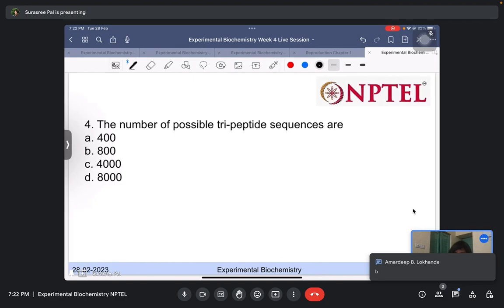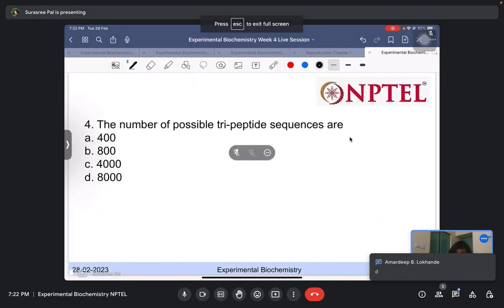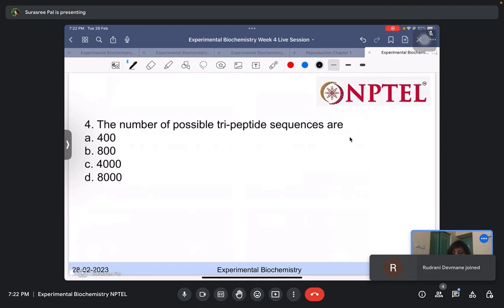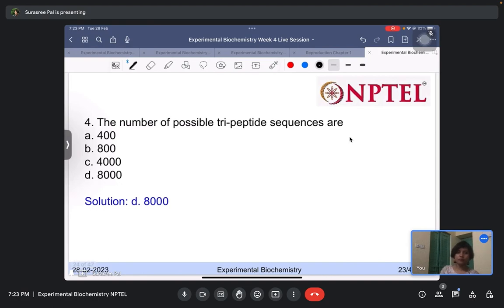Are you sure? Yes, actually the answer is D, because first of all this is a tripeptide sequence. Tripeptide means there are 3 amino acids, A, B, C suppose. So what is the number of all possible tripeptide sequences? For position A there can be 20 amino acids, for position B there can be 20 amino acids, and for position C also there can be 20 amino acids. So 20 into 20 into 20, or 20 to the power 3, that is 8000. That is the total number of possible tripeptide sequences that can be present. Okay, next question.